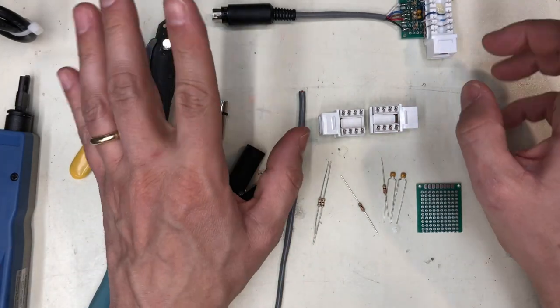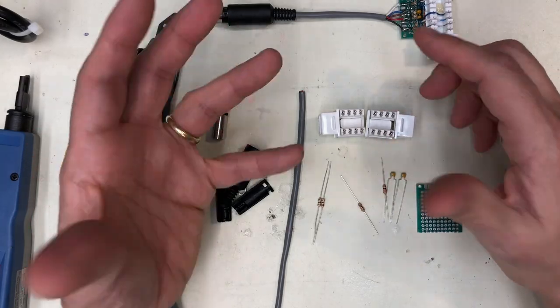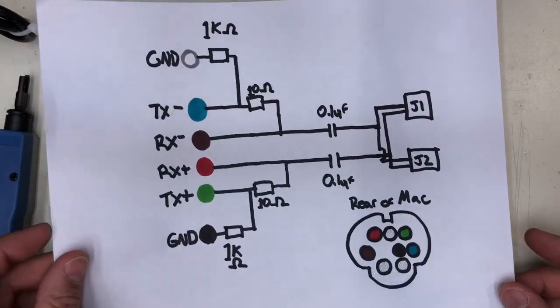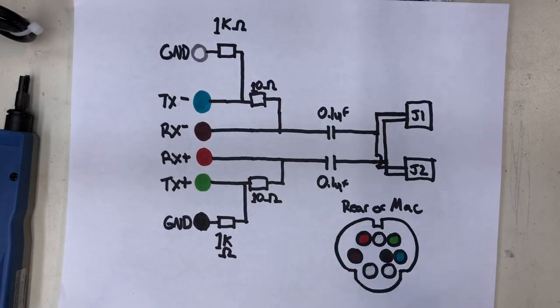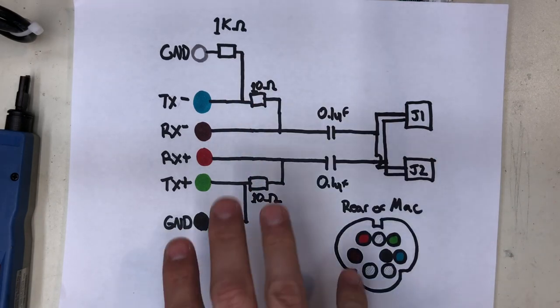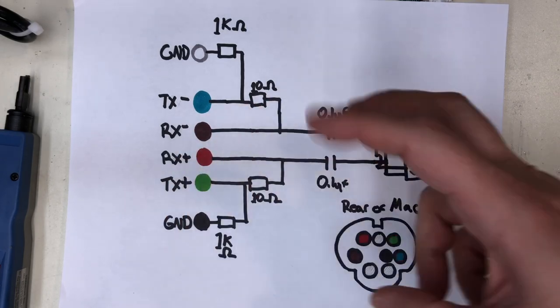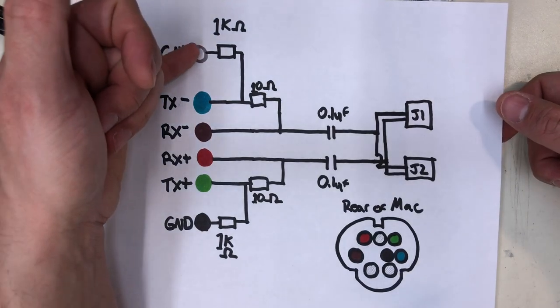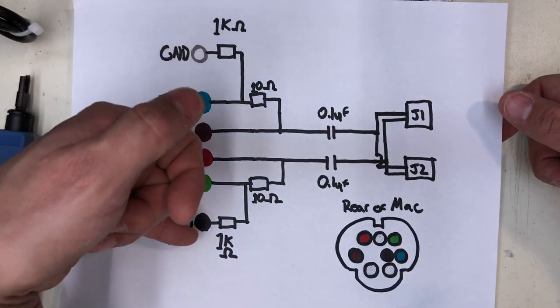Before we dig in, though, I do want to show you the diagram I have made for this project. And that is right there. I'm going to leave that on screen for a second so you can grab it, so you can see how we do this. My 6-conductor wire has these colors of wire, and this is how I have situated this for this to work. So those conductors are white, blue, brown, red, green, and black.